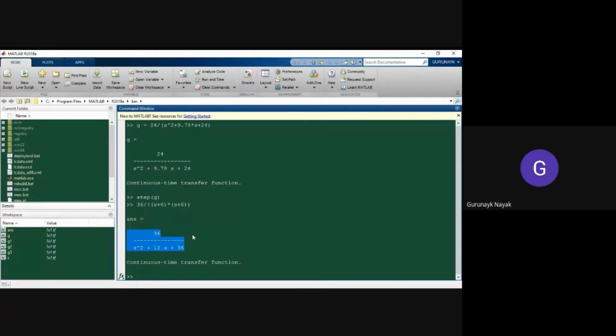Okay, the one who is asking the query, is zeta now equal to 1 for this case? Because omega n is 6, 2 zeta omega n is equal to 12. So you should end up with zeta equal to 1.